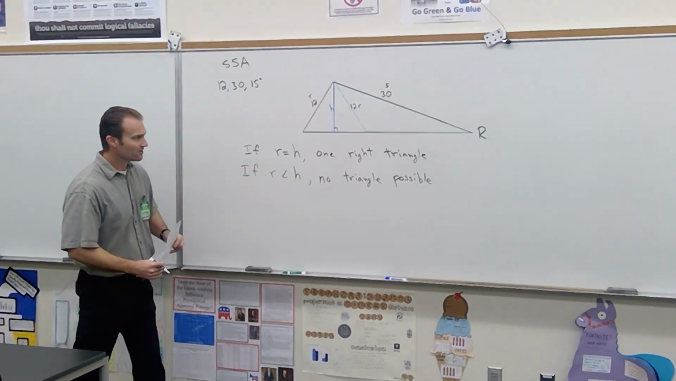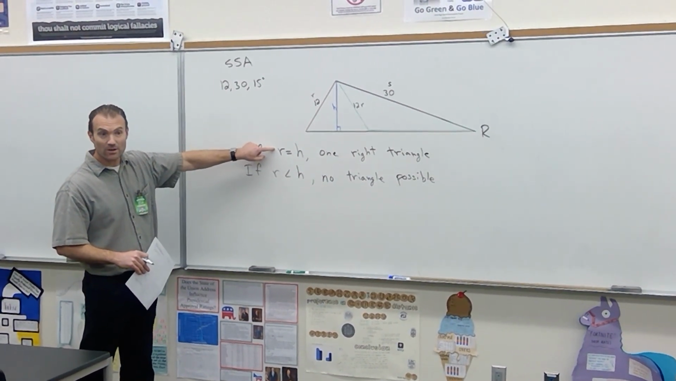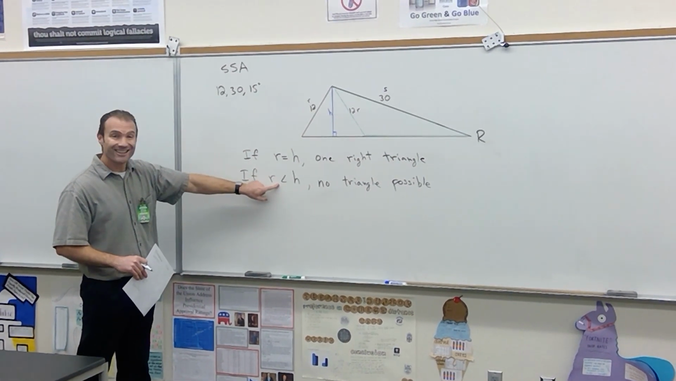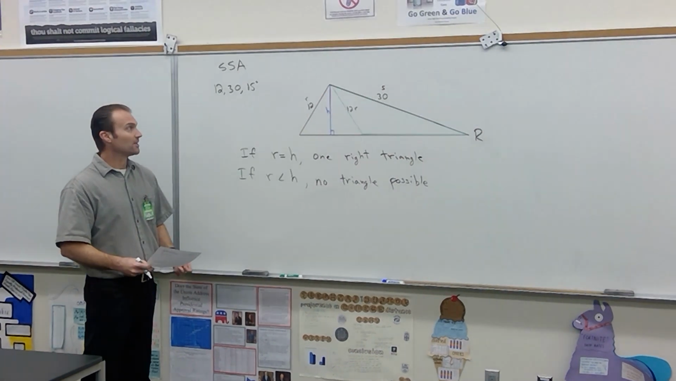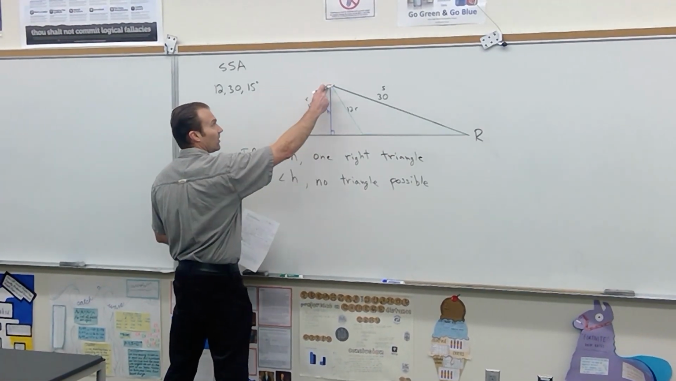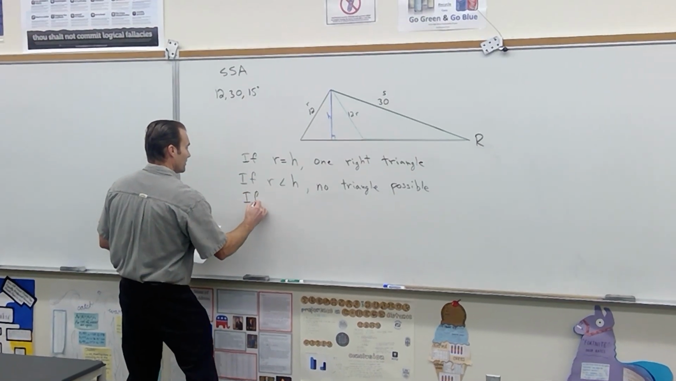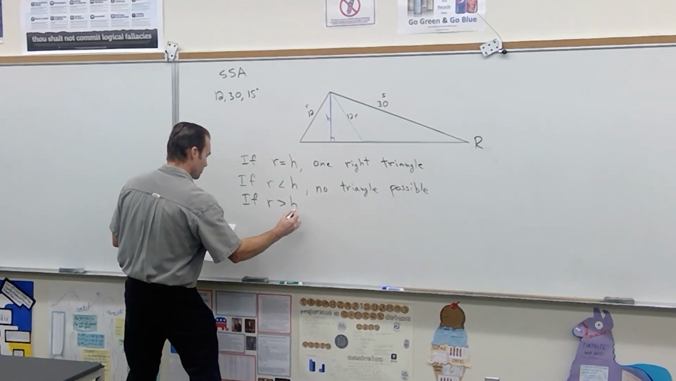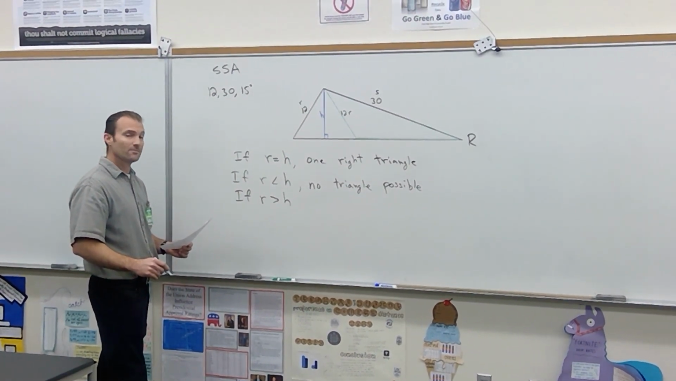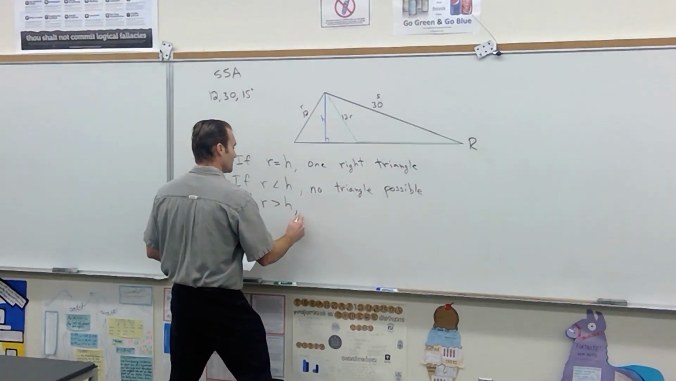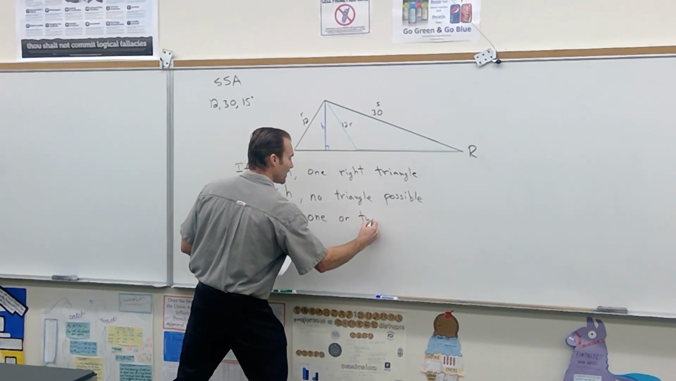So those are actually the two easy situations. Whenever R equals H, easy, one right triangle. Whenever R is less than the height, can't have a triangle. Then we get to the ambiguous case, which is what I've drawn here. R is longer than H. So if R is greater than H, we definitely have at least one triangle, but we might have two. So we'll have one or two triangles.